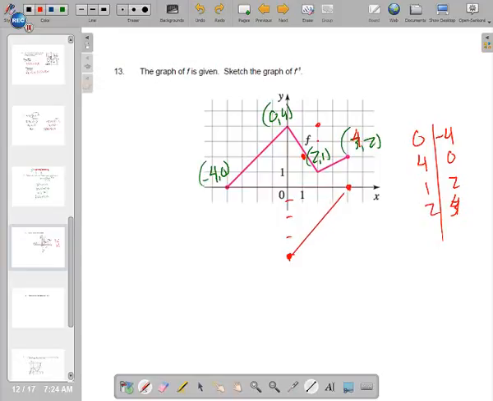Now that I have my points, I can just draw it like that. So find the original ordered pairs and then flip them. Make sure you get the original ones right. That's (4, 2), not (3, 2). And then you just flip the ordered pairs and you've got yourself the inverse function.